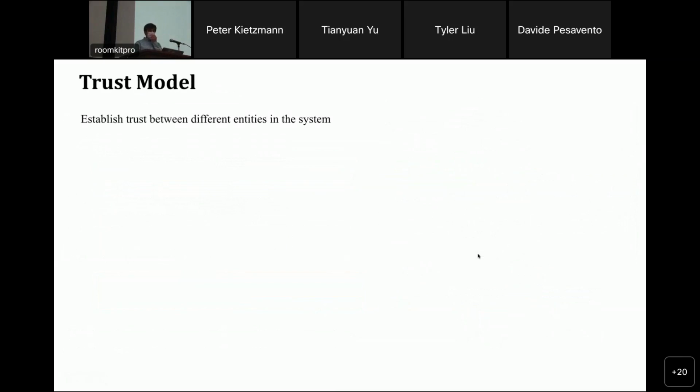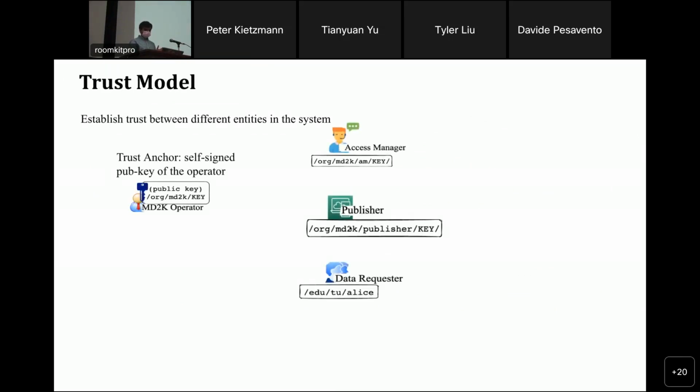Trust model, as I said before, is a very important component of the whole system, because entities need to trust each other. And to establish trust between these entities, we need a trust model. So at a high level, we have these entities in our system: access manager, publisher, data requester, and the operator. So this MD2K operator, which has a trust anchor, that is a self-signed public key of the operator, certifies the access manager and the publisher. Once they get the right certificate, access manager and publisher can sign their data that they produce.